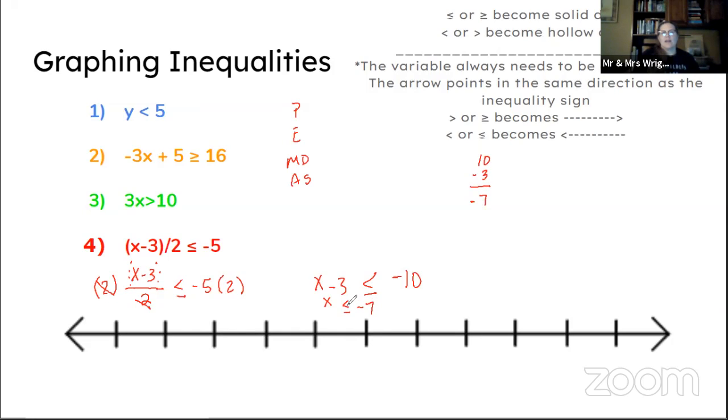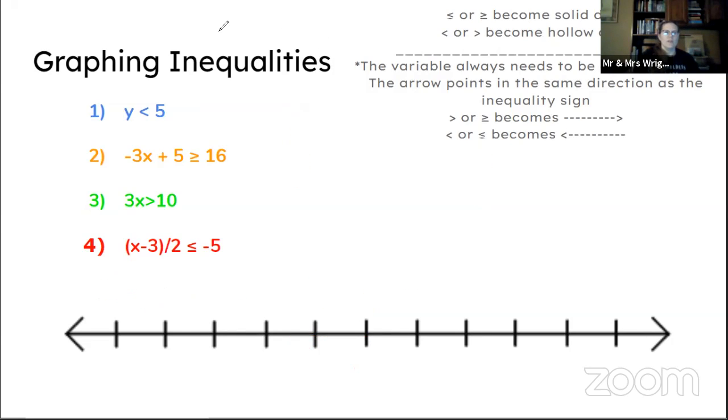Now, I have or equal to here. So I know it's going to be a filled in dot, a solid colored dot. And I have my number right here, -7. My x, my variable, is on the left-hand side. So I know that my arrow is going to be pointing the same direction that my inequality is pointing right here. My inequality is pointing to the left, so my arrow is pointing to the left. I hope you all got all of those correct as well.